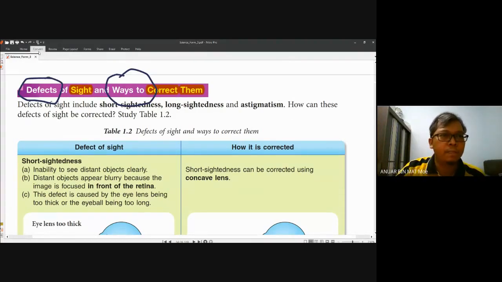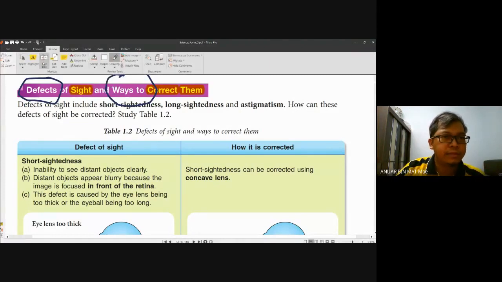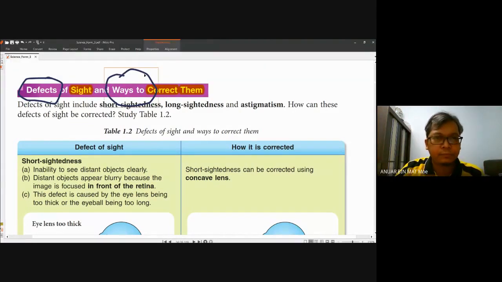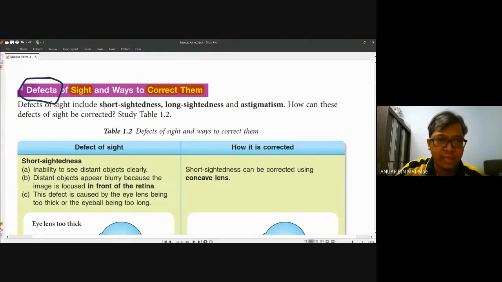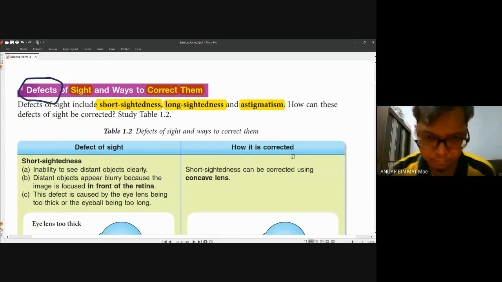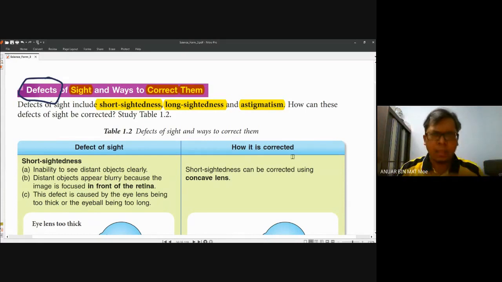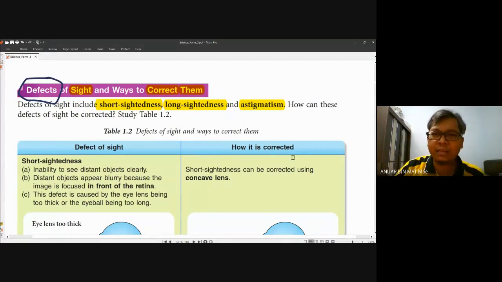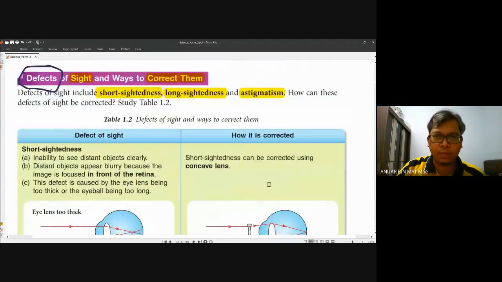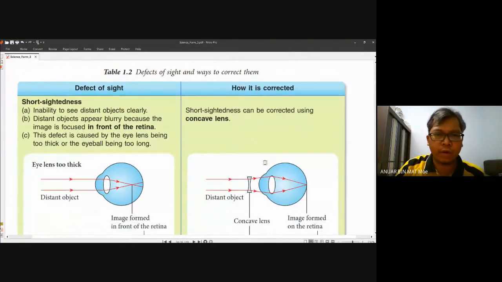Okay, so in this topic, you need to understand there are three defects of sight. Number one, short-sightedness, number two, long-sightedness, and then number three, astigmatism. These are the defects. Normally, if there is a defect in the eye, it is because of these three defects. Okay? So, what are the defects of sight and the ways to correct them?